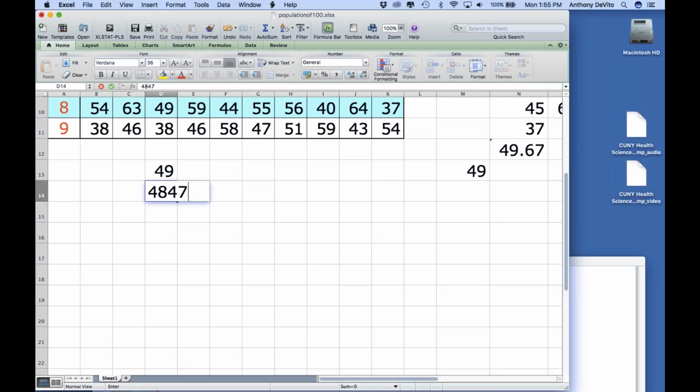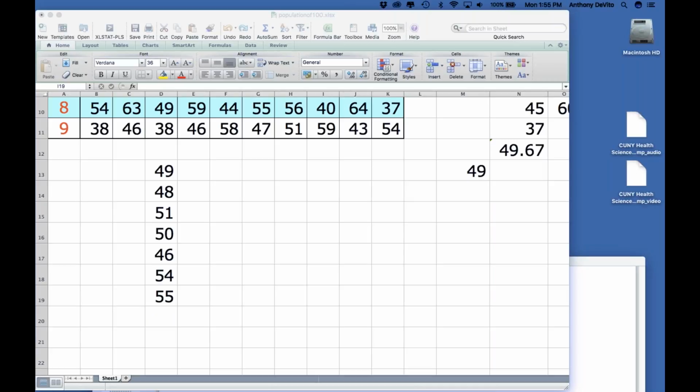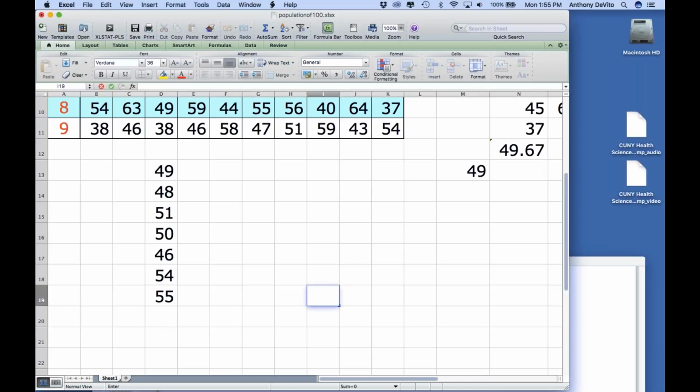48, and I heard a 47 there. 51. How much? 50. Next. 46. Good. Next. 54. Okay. Did I miss one? Someone online said 55. Okay, 55. Thank you, Nadira. Minus 50? I don't think you got minus 50. Oh, 50, okay. I'll wait for a few more. I don't need a million of these.